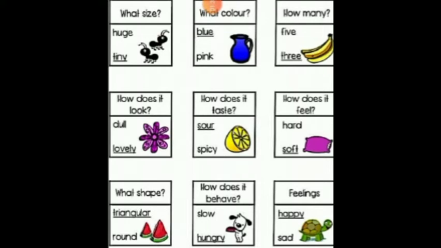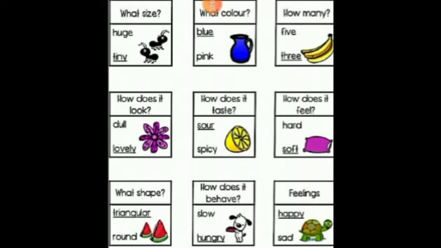Look at the pillow. How does it feel? Is it hard or soft? Yeah, it's very soft, right? So, the describing word here is soft for the pillow noun. What shape is the watermelon? Is it triangular or round? Yeah, it's triangular. So the describing word here is triangular.